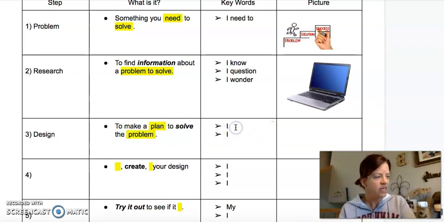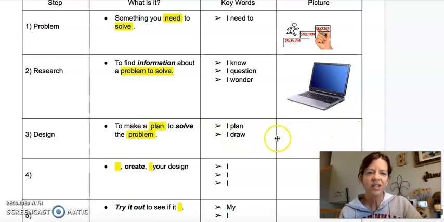Okay? Keywords would be I plan or I draw. That is where you do your drawing. In the box here, you're going to find a picture of a drawing or a diagram of something you're going to do. Remember, you had to do all those labels to your boats? So pause and do that now.